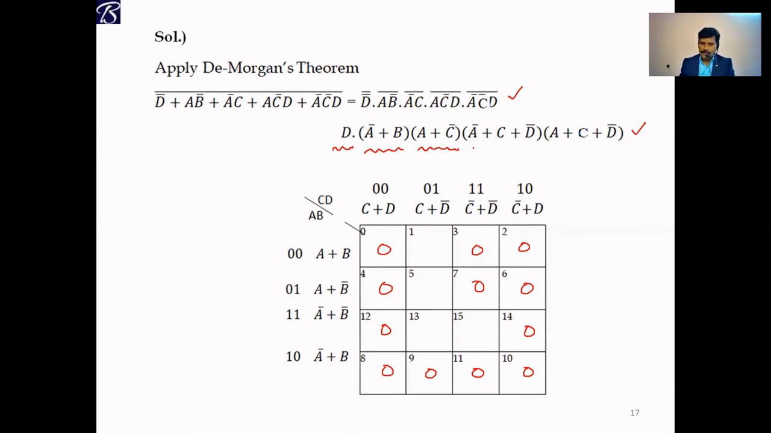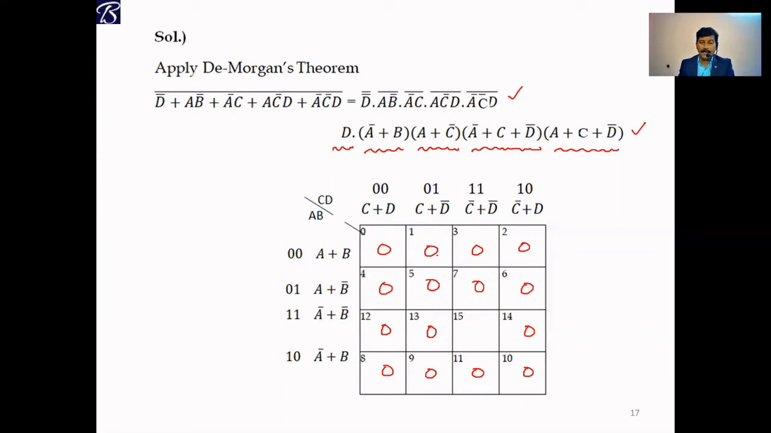Now coming to the fourth max term, A bar plus C plus D bar. A bar is the common term here. C plus D bar is this one. So this is a pair. 9 and 13 forms the pair. So the remaining zero you put here. This forms a pair. Now the last max term, that is A plus C plus D bar. A is the common term here. C plus D bar is here. So this is one pair.